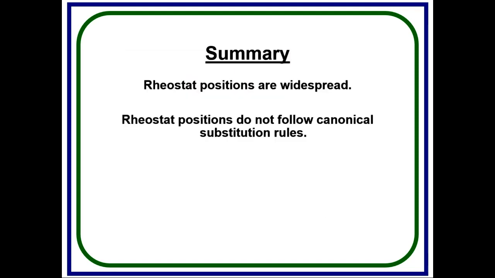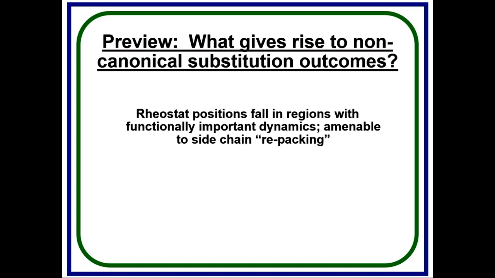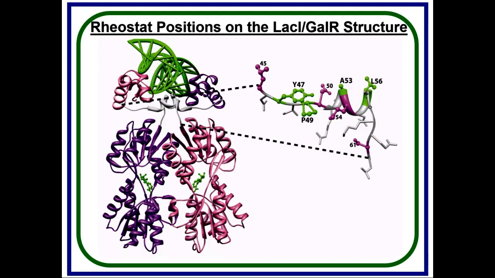So in summary, I hope I've convinced you that rheostat positions are widespread within proteins and among proteins, and that they do not follow the canonical substitution rules. At this point, I'd like to give you a little preview about what might give rise to these non-canonical substitution outcomes. Up till now, you might be thinking, well, please show me where these are on the structure.